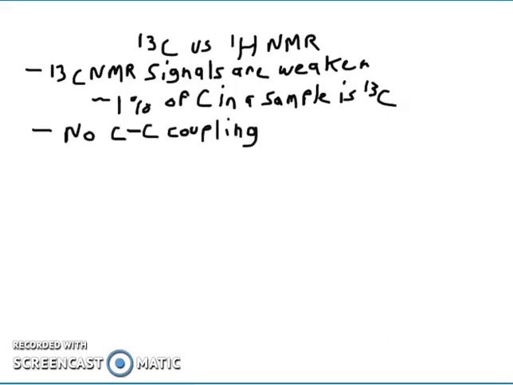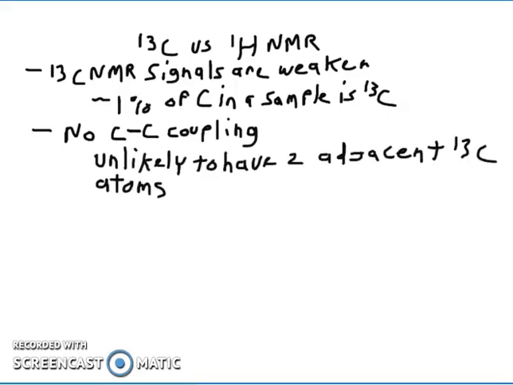Related to this is the fact that we don't see coupling between adjacent carbon atoms like we do see between nearby hydrogen atoms in the hydrogen NMR. And the reason for this is because only 1% of the sample is carbon-13, you're unlikely to have two adjacent carbon-13 atoms that can couple with one another.